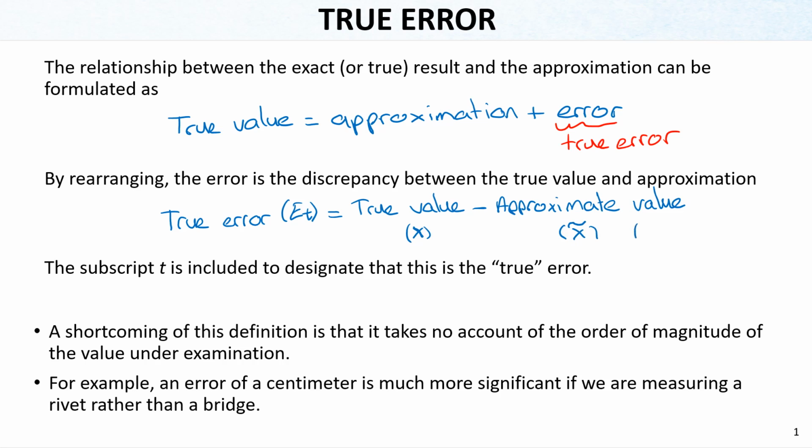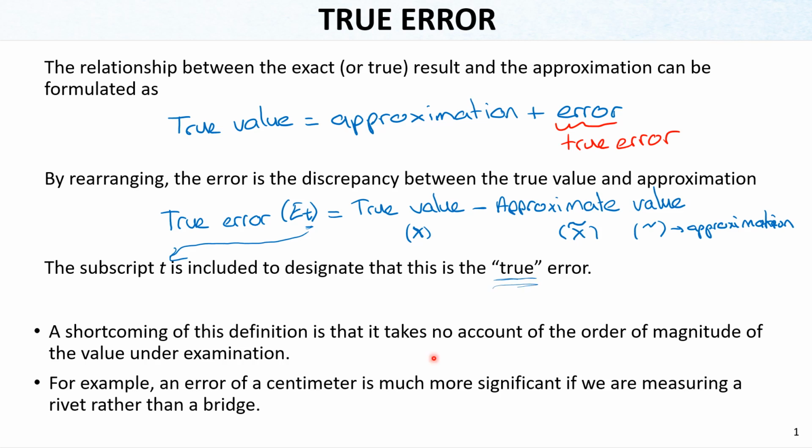So we can maybe say that this defines approximation. We will use this in the following notes and slides. That's why I wanted to define this in here. And this subscript T here, the ET, designates the true error.